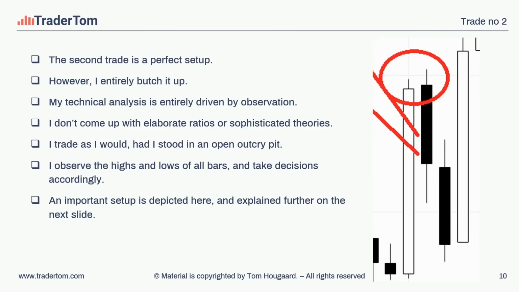I don't come up with elaborate ratios or sophisticated theories or intrinsic lines or anything like that. I don't use indicators. I don't use any kind of aid except for the raw price chart. I trade it as I would had I stood in an open outcry pit. I constantly observe and write down the highs and the lows of all bars. This is the 5-minute bar, and then I take decisions accordingly. And one very important setup is depicted here and explained further on the next slide.